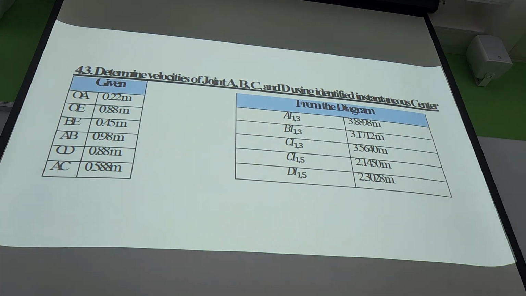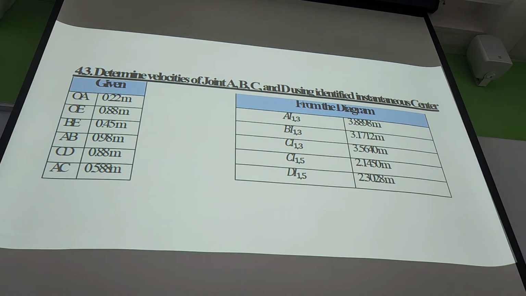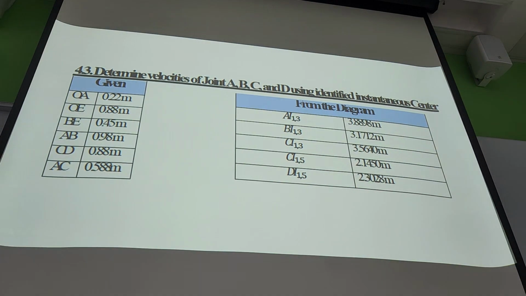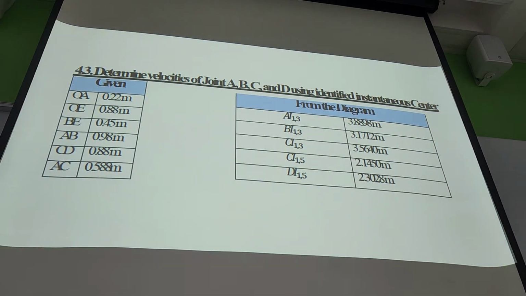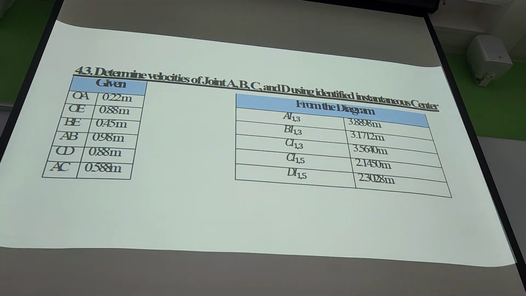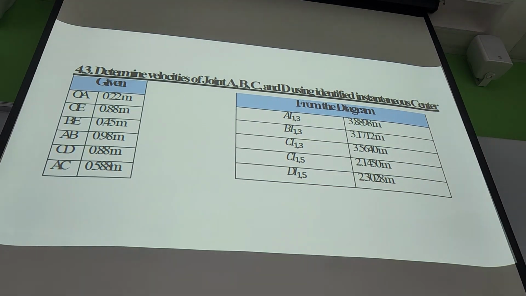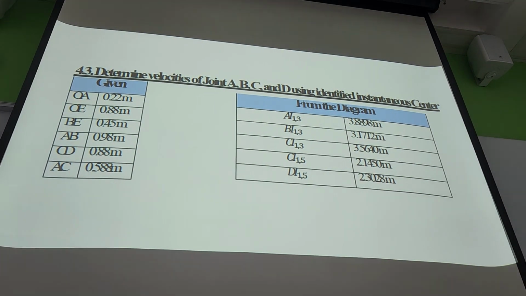After that, you need to calculate the velocities for joints A, B, C, and D using the IC method. Let us say the dimensions are there. You need to measure A to instantaneous center 1,3, B to 1,3, C to 1,3 and C to 1,5, and D to 1,5. You can see the instantaneous centers 1,3 and 1,5 are more important here for calculation purposes.